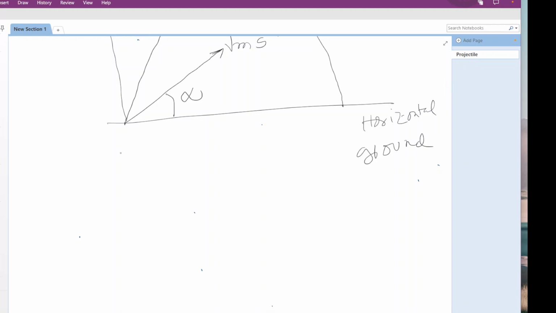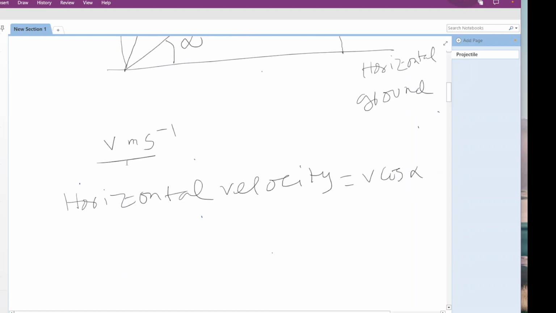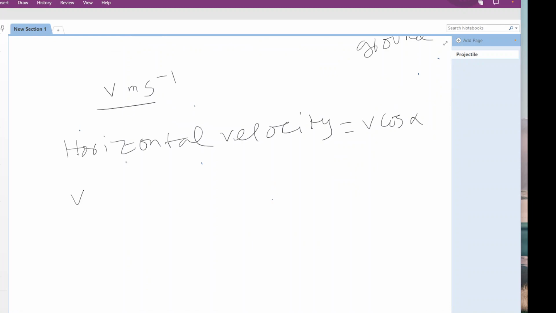Now, first resolve this v meter per second into its horizontal component and vertical component. Horizontal velocity is v cos alpha. Vertical velocity is v sin alpha.